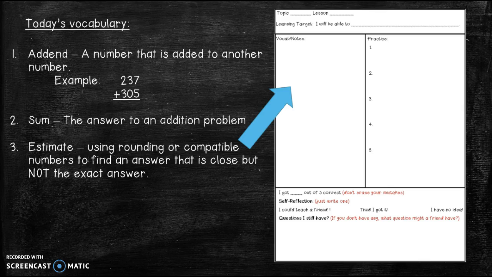Today's vocabulary. Number 1, addend. An addend is a number that is added to another number. For example, 237 plus 305. 237 would be the addend because it's being added to 305. Number 2, our next vocabulary word is sum. That is the answer to an addition problem. And number 3, estimate. Using rounding or compatible numbers to find an answer that is close, but not the exact answer.